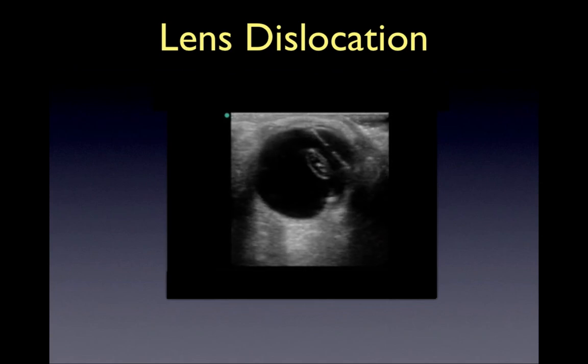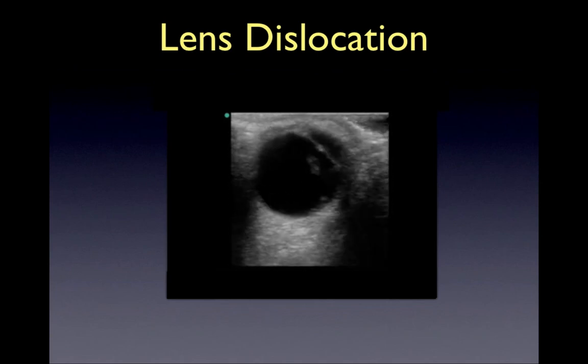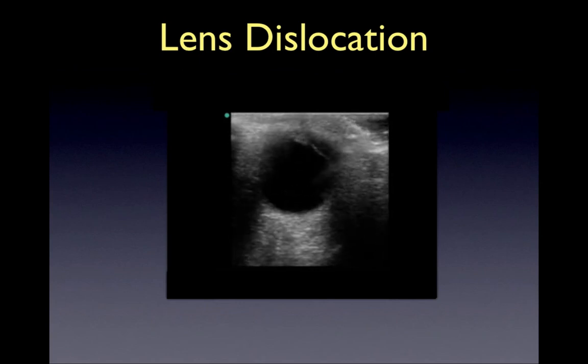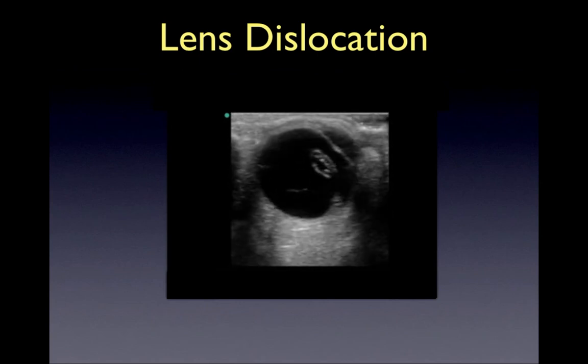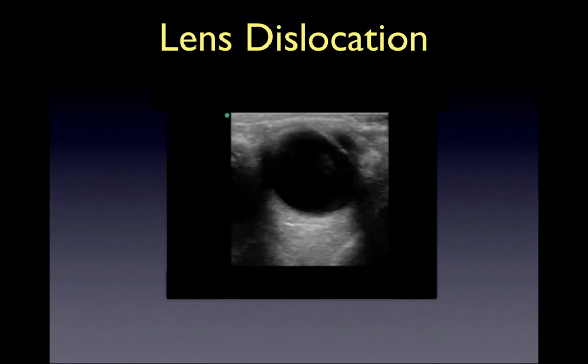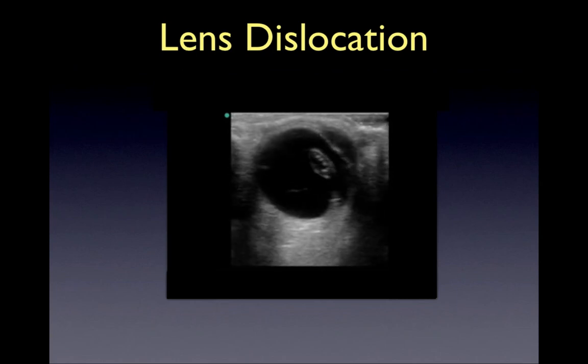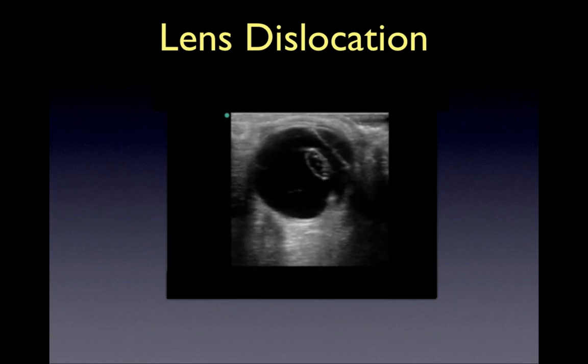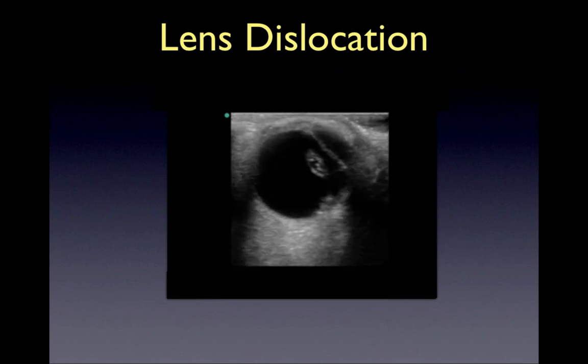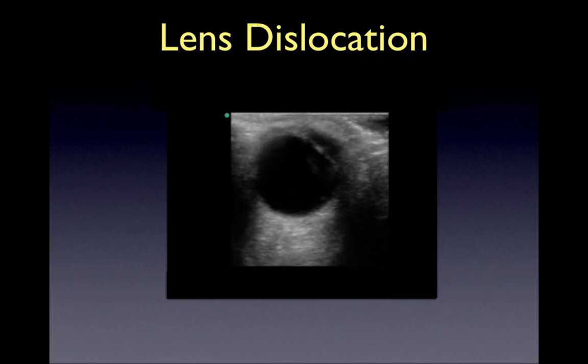Here's a short video clip of a patient who had a lens dislocation. You can see the lens is not at that normal interface between the anterior and posterior chamber. However, it's displaced posteriorly and dislocated. You can also see that in that normally anechoic area of the posterior chamber, there's some areas of varying echogenicity, so that's likely some hemorrhage back there as well.